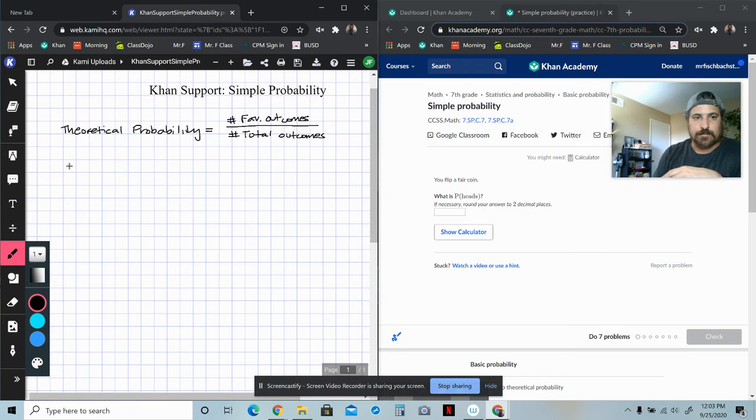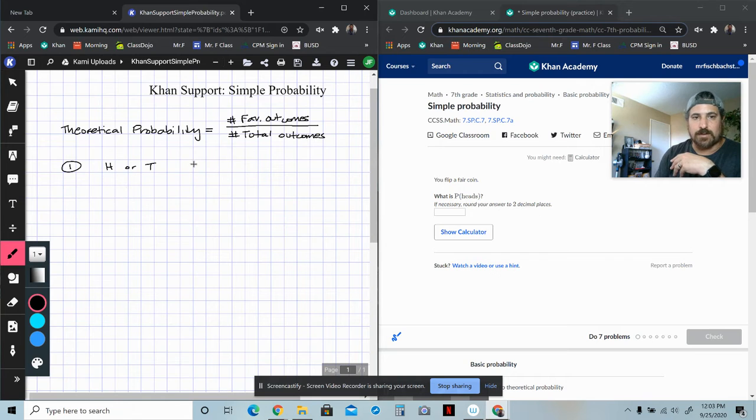In number one, it says you flip a fair coin. What is the probability of heads? P of heads means probability of heads. It says if necessary, round your answer to two decimal places. Fair enough. What are the two options when we flip a coin? If it's a fair coin, you can either get heads or tails. Those are the two options. So what's the chance of getting heads?